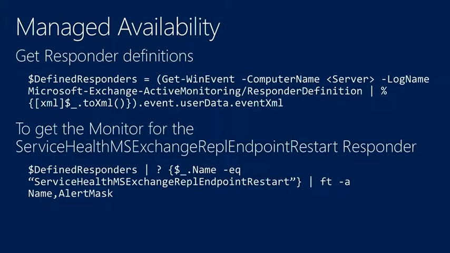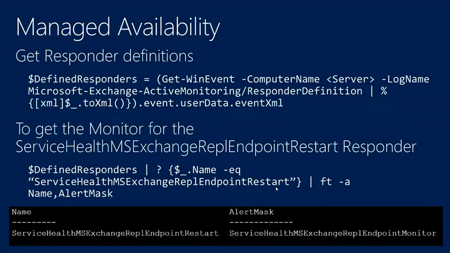To do that, we simply get the responder definitions. Those are also all logged in the event log every time the health service starts up. When that happens, every single component in managed availability gets identified and listed inside the event log with all of its configuration settings. So we can run another alias called define responders, again searching through the event log, only this time we're looking at the responder definition event log. From there, we can look for that responder that we saw in the other output, again, ServiceHealthMSExchangeREPLEndpointRestart. When we run that commandlet, we see the name of the responder, but we also see, under alert mask, the name of the monitor that triggered that responder.